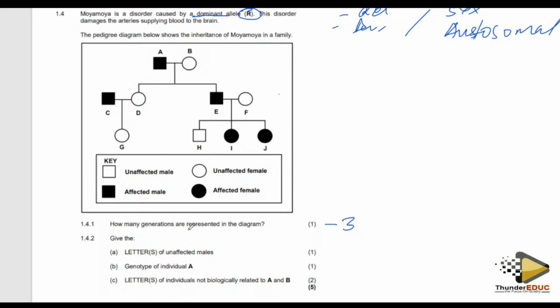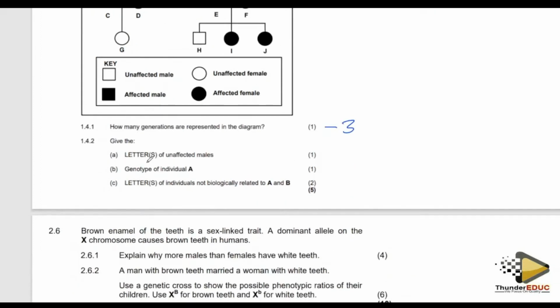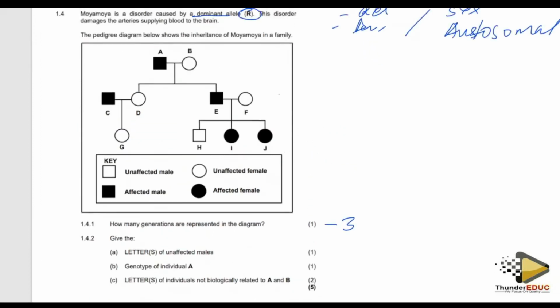And then they're saying, give the letter, sometimes letters, of an affected male. Now, sometimes we give you a key, which means you have to take note of it and know whether it is caused by a dominant allele or a recessive allele. But sometimes we don't give you a key to show that this male is affected, this female is not affected. So we just give you the question. So please take note of that. In this case, they gave you a key. So the one who is shaded is affected with the disorder. The one who is not shaded is not affected. So you have to take note of that.